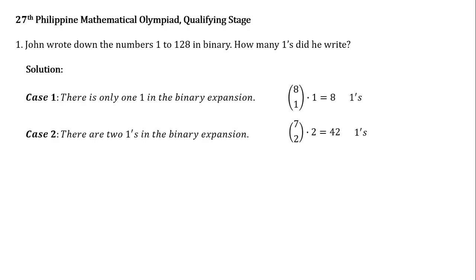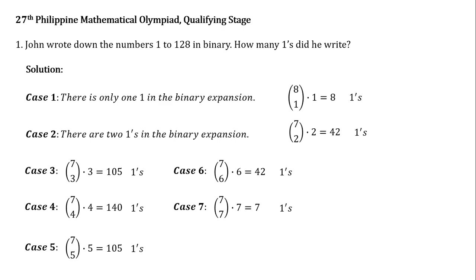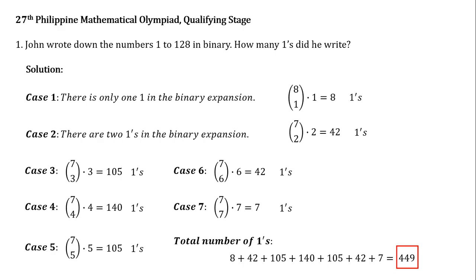Now, we can do the same process for the remaining cases, but we take note that we cannot put a 1 on the leftmost blank. And for the remaining cases, we must have these results. For case 3, the total number of ones used is 105. For case 4, that's 140. Case 5, 105. Case 6, 42 ones. Case 7, 7 ones. So the total number of ones used is just the sum of all of these numbers, and so the final answer here is 449 ones.